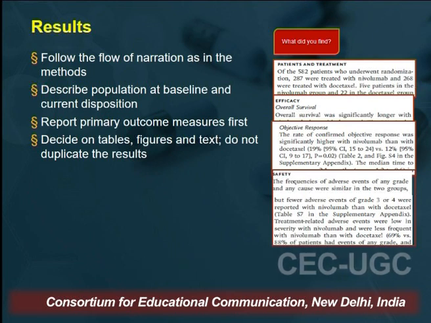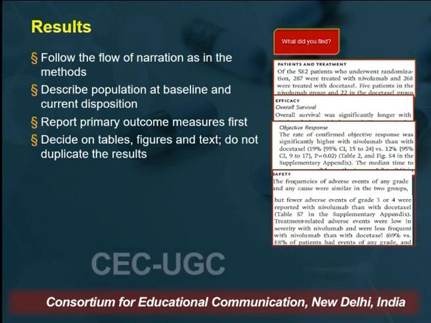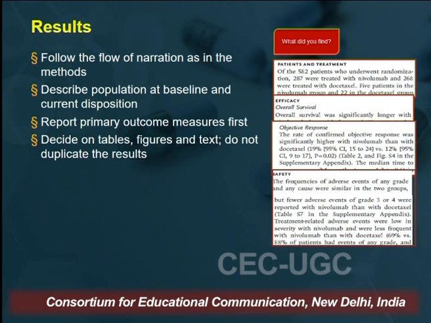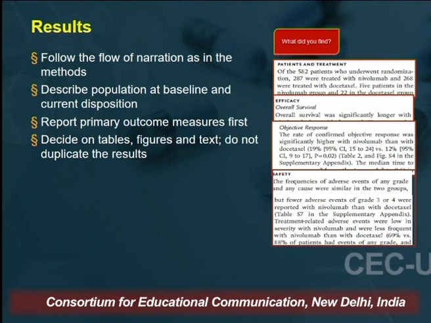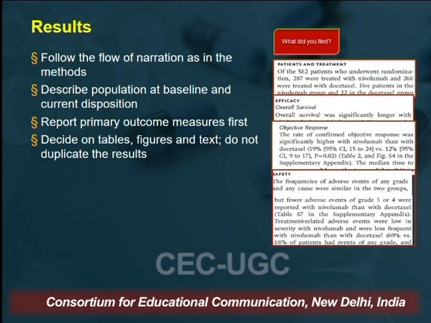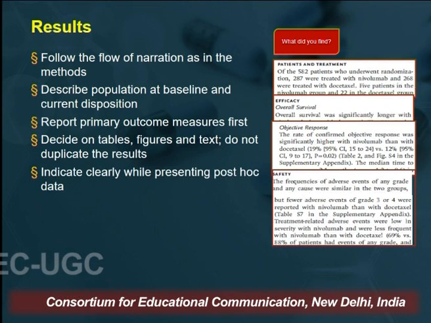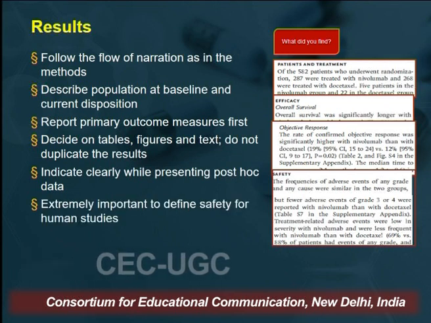That's sufficient to be written into your text, and don't write what variable A shows compared to variable B, or whatever you want to add according to your results, but it should be explicitly described at one place only, no duplication. Indicate clearly when presenting post hoc data, if you have any.